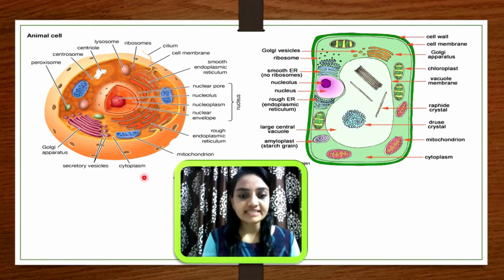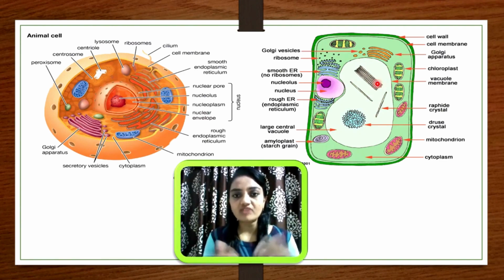Then cytoplasm, secretory vesicles, and Golgi apparatus. In the plant cell, the Golgi apparatus is also called the dictyosome. Then peroxisome, then centrosome. The centrosome you cannot observe in the plant cell, so it is only found in the animal cell. Then centriole, then lysosome. The ribosomes are common in both. So this gives a very clear idea: after observing these two diagrams, you will get clarity on how these two cells differ from each other. Let me discuss here also: the cell wall is uniquely different.